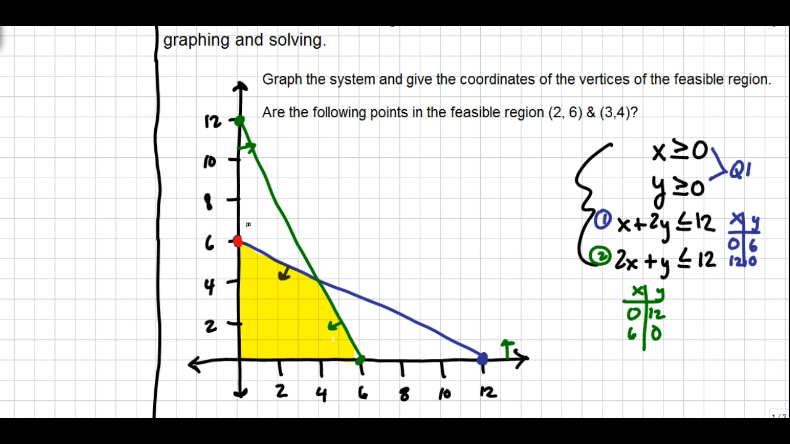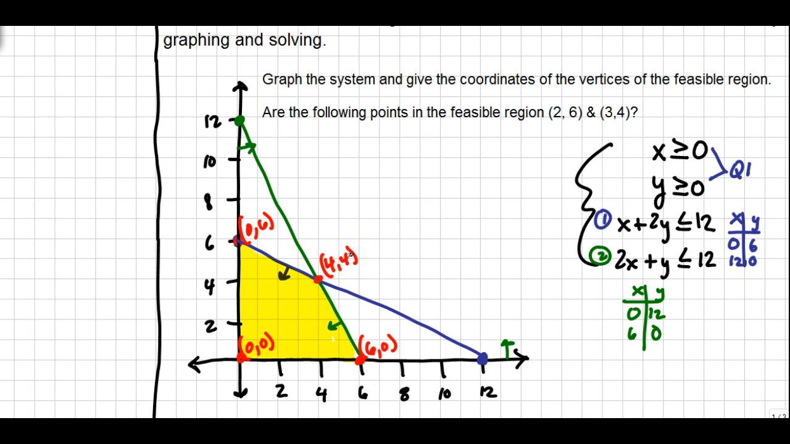Clearly I've got a corner here at 0, 6, a corner down here at 6, 0, a corner down here at 0, 0, and then I've got a spot here where the two lines cross. Looks like they're crossing at 4, 4. Let's verify that. If I plug in a 4 for x and a 4 for y, I'm going to get 8 plus 4 is 12. That's true. And that'll happen in the second equation as well. So they cross indeed at 4, 4.